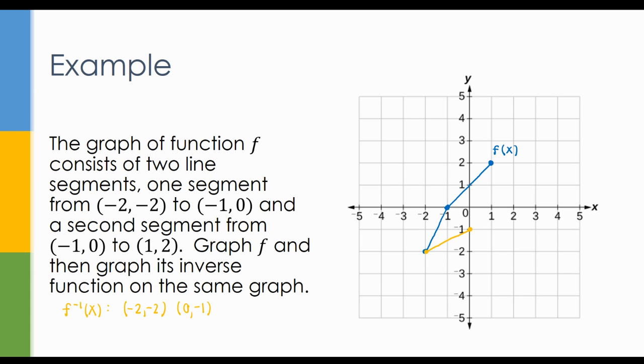And then from that (0, -1), it's going to go to the ordered pair, when I flip (1, 2), it turns into (2, 1). So that's this right here. Oops, I've got to connect that better.